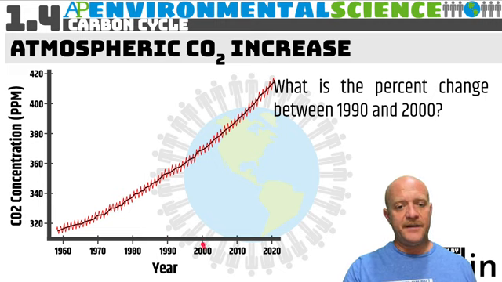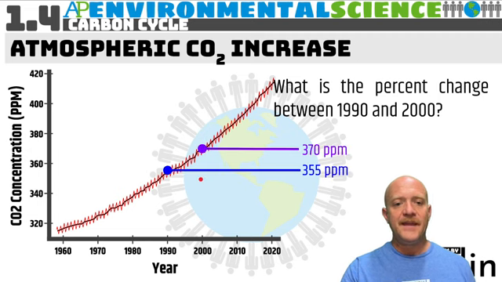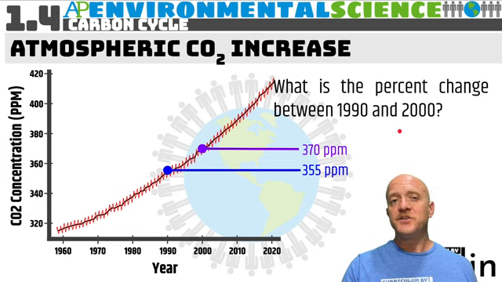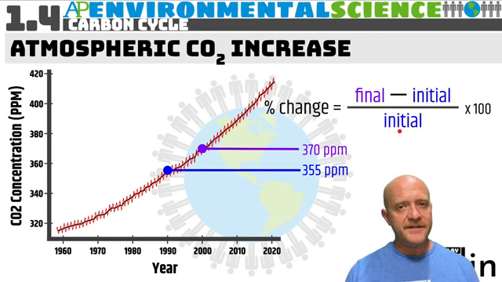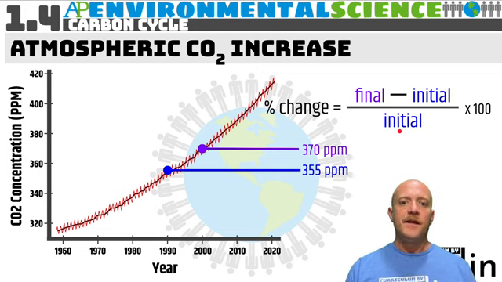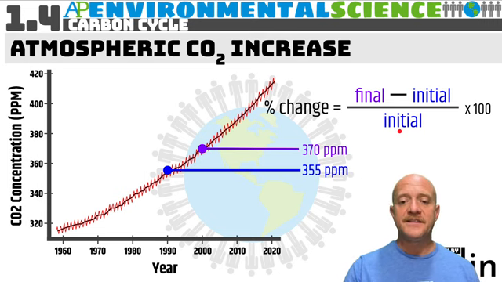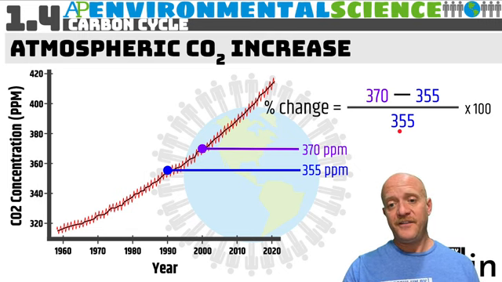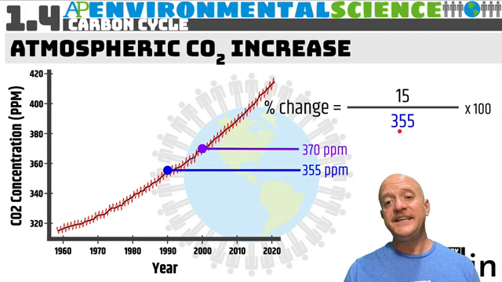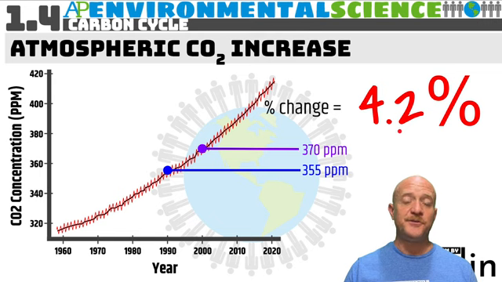So what you have to do is we got to look up 1990, we got to look at 2000. In 1990, it was 355 parts per million. In 2000, it was 370 parts per million. So when you're doing a percent change, the formula is, and write this down, commit this to memory, you have to know how to do this. So percent change is final minus initial over initial times 100. So let's substitute. We have 370 minus 355 divided by 355. In other words, 15 divided by 355 times 100. That gives us 4.2%.